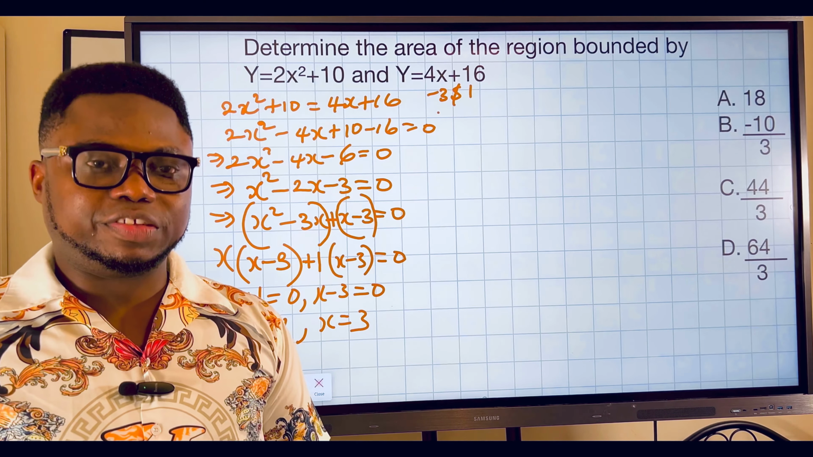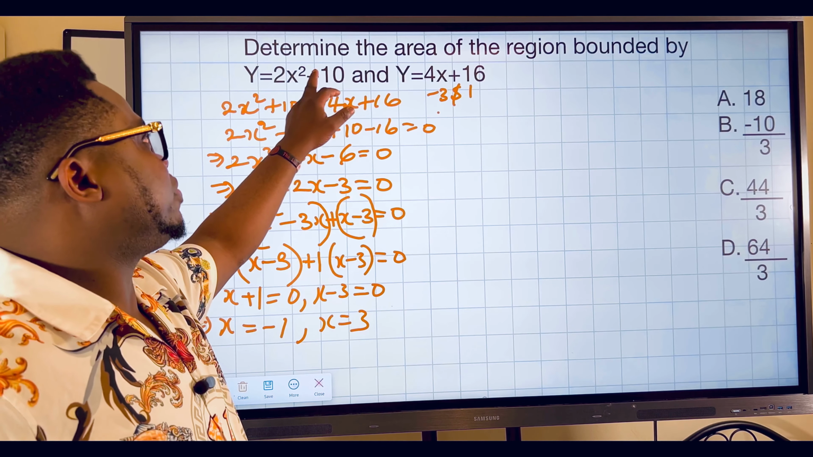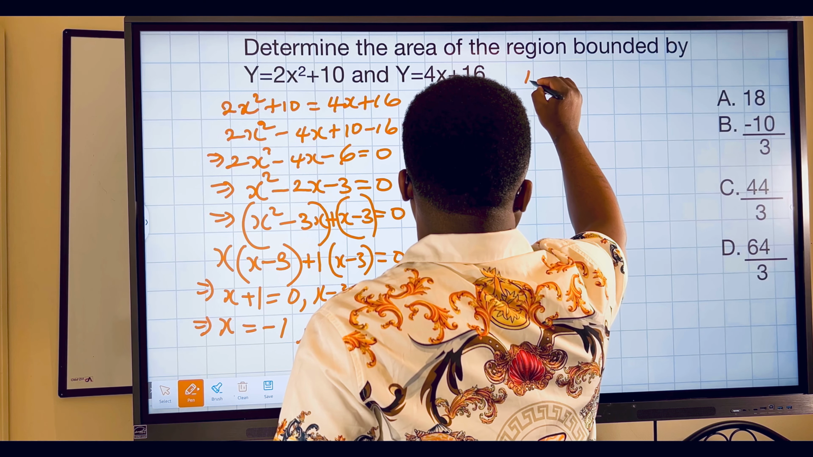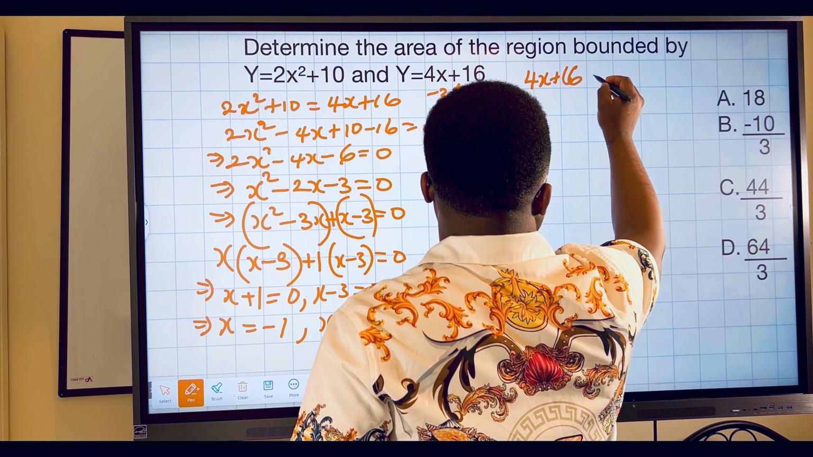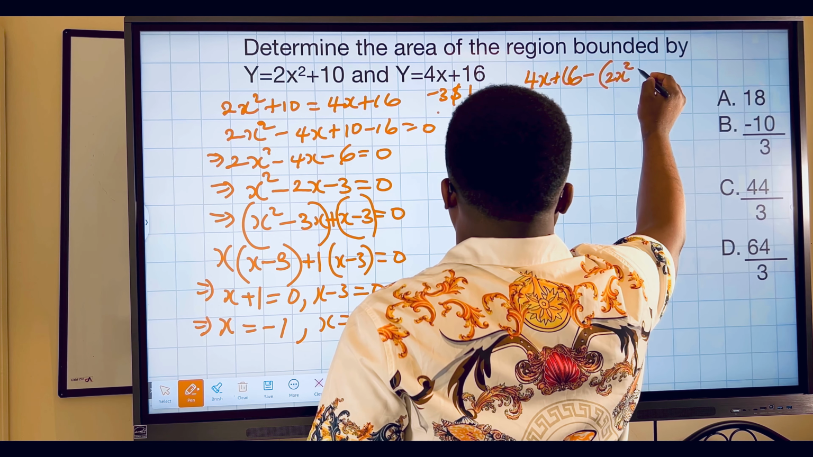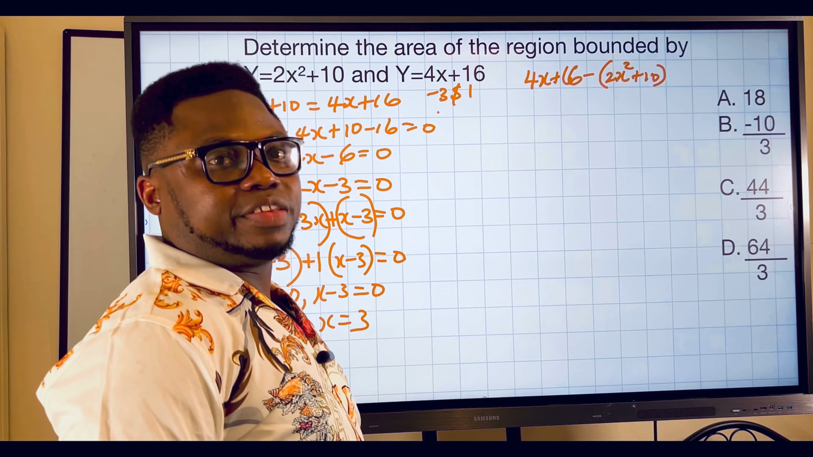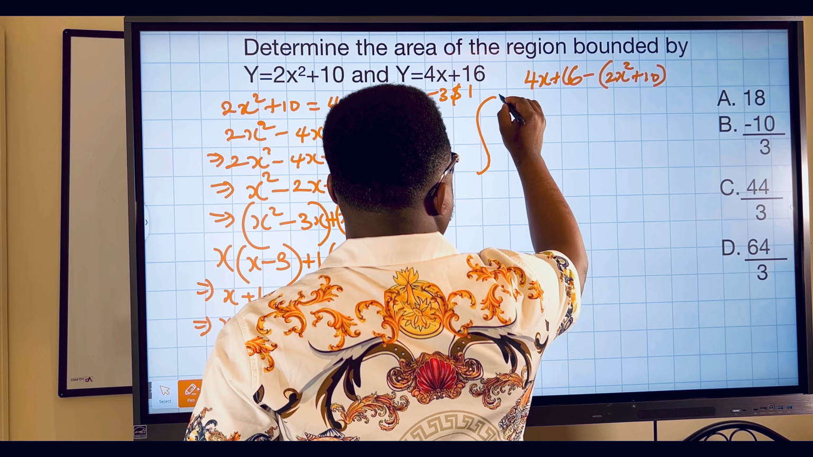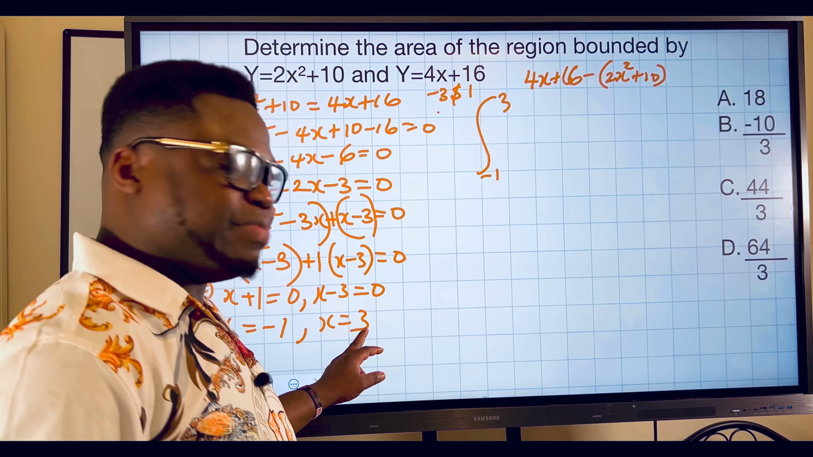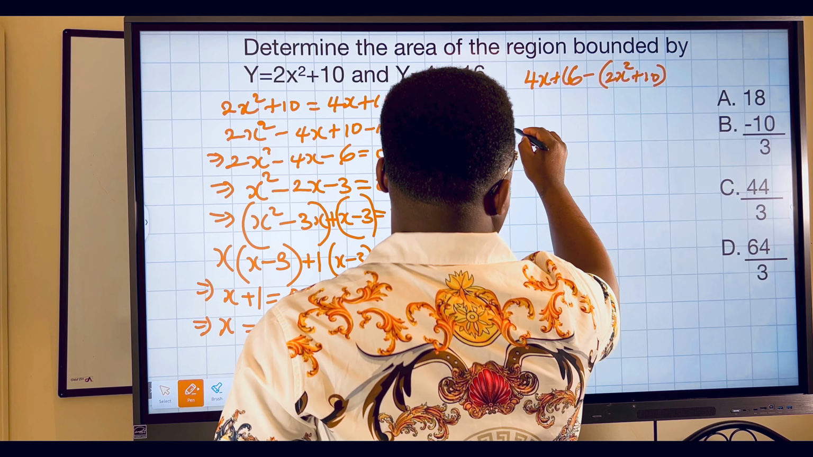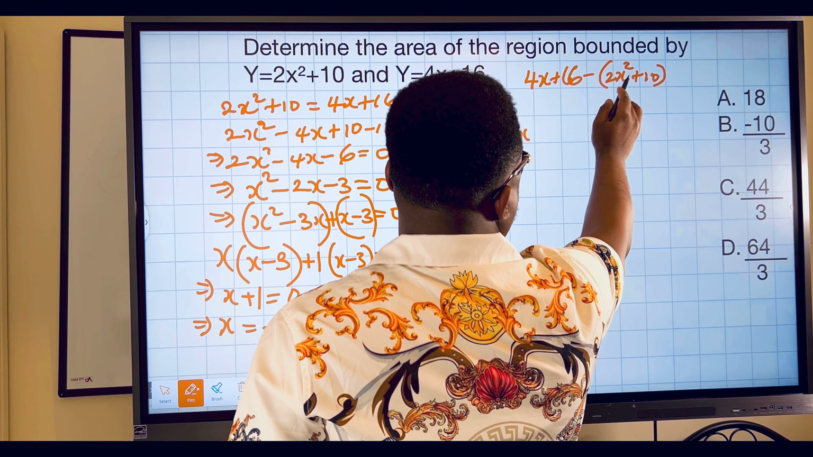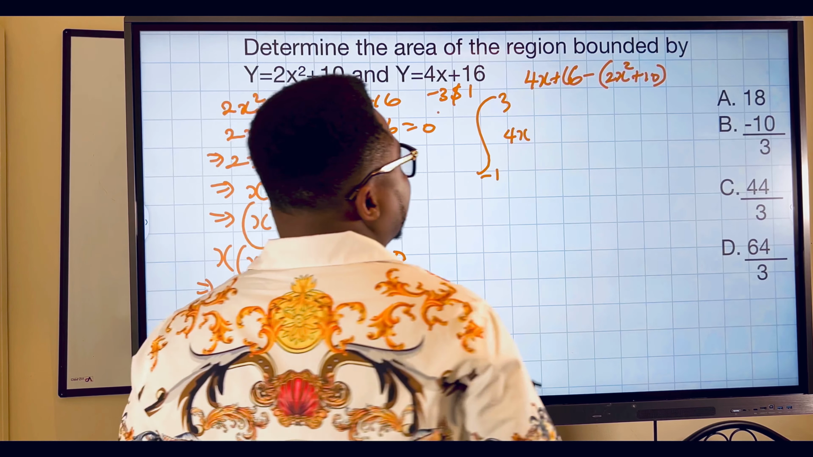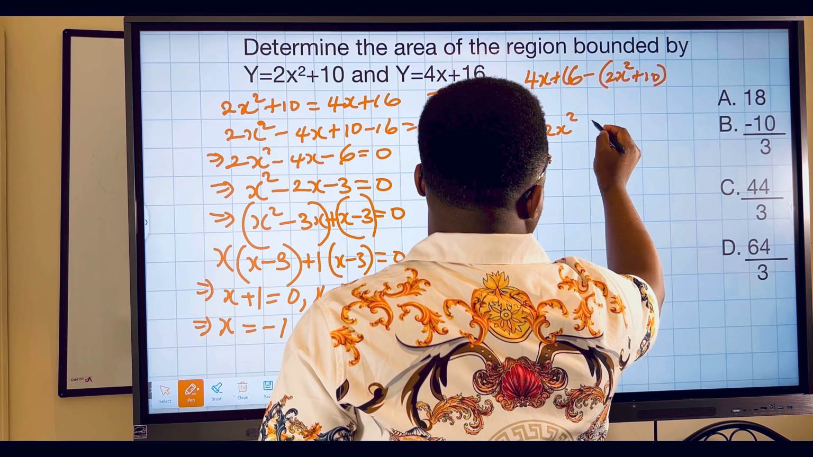So they are going to form the limits of integration, the upper and the lower limits. Now, at this stage, I'm going to subtract the equation of the curve from the line. So that is going to be 4x plus 16 minus, I'll put brackets, 2x squared plus 10, because this is what I'm going to integrate, right? So if I put the integral with 3 here and minus 1 here, this is the upper limit, this is the lower limit. If I subtract this, I'm going to have here 4x. Remember that minus times plus is going to give me minus. So I'm going to have 16 minus 10, that is going to give me positive 6. So I'm going to have minus 2x squared plus 6.